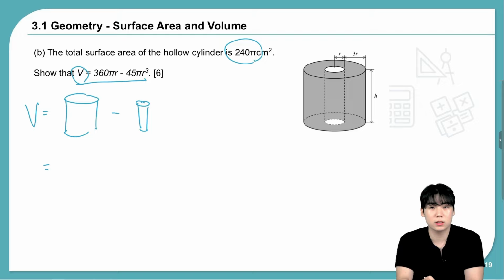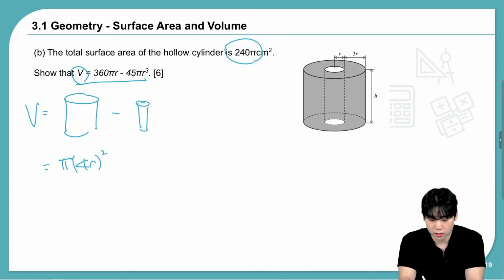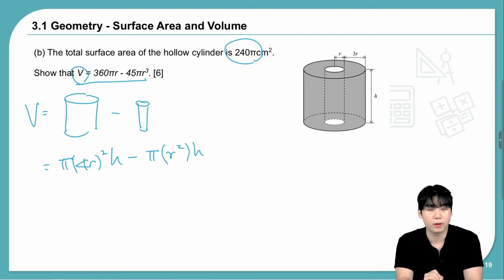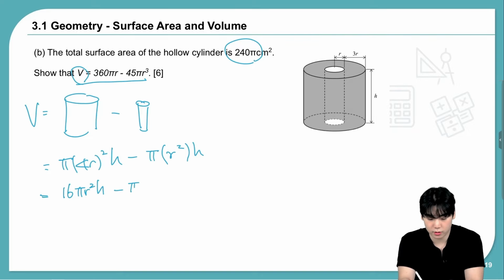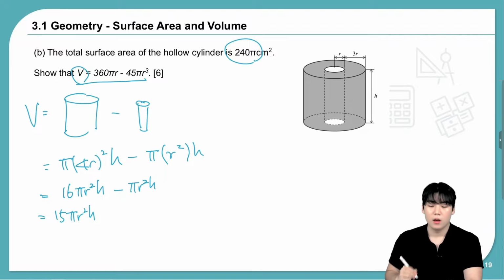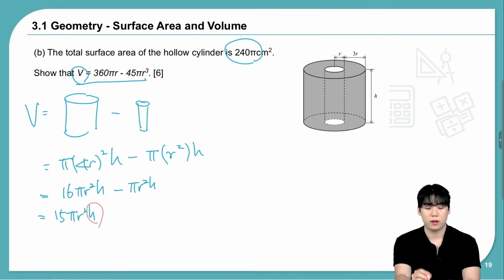So, what's the formula for the cylinder's volume? It's pi r squared h, right? So that is pi 4r squared h minus pi r squared h, right? And I can simplify that as 16 pi r squared h minus pi r squared h, which is just 15 pi r squared h. But we're not done. We have an H here while they don't. So that means I have to find my way to express H in terms of R. So let's do that. How do I do that?